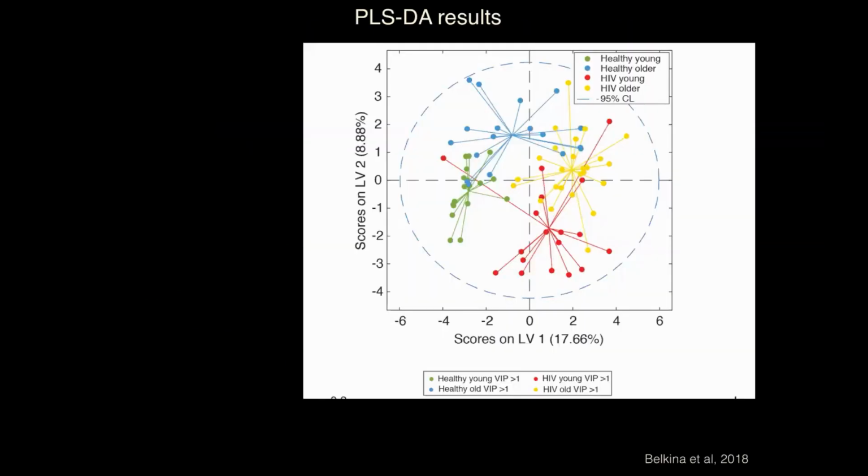And here's the result. PLSDA projects the multidimensional data into latent variable space, and each subject is color-coded according to their group. You see healthy younger ones are green, healthy older are blue, HIV younger red, and HIV older yellow. We can see that HIV status tends to separate groups across the latent variable 1 axis, the horizontal axis, and age translates into latent variable 2 axis separation.